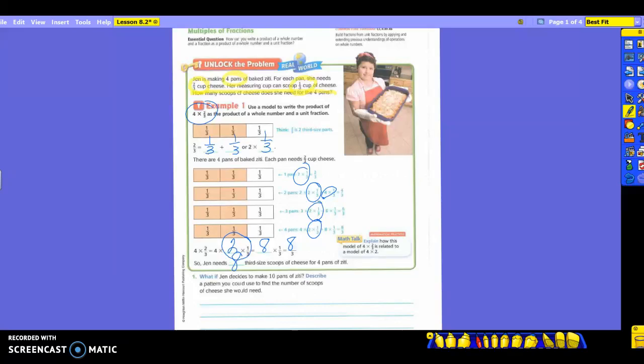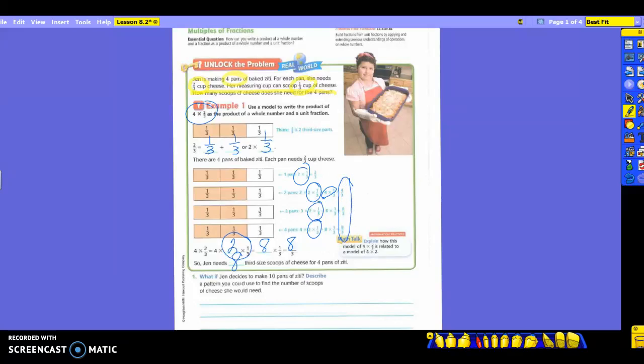Probably not. So we need to be able to do the multiplication and the equations over here on the side. So as you can see, they're all the same: 2 times 1/3, 2 times 2 times 1/3, 3 times 2 times 1/3. Okay? And this is what you're getting to at the end.